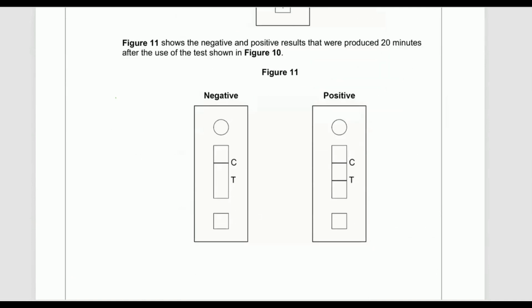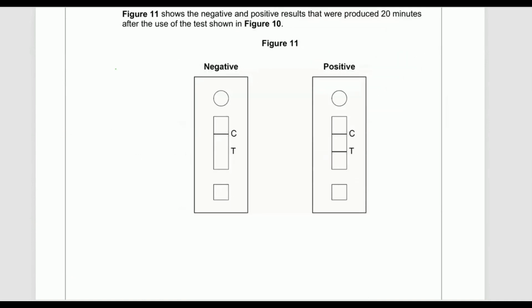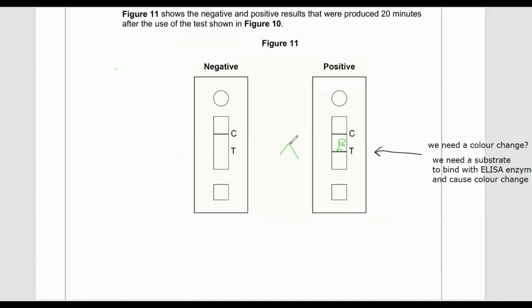Suggest what is on the test line T that creates the positive result. So what do we think is stuck on test line T? We're going to need a color change, right? And if you need a color change with an enzyme, what must be present? We know that the enzyme linked antibody is moving down from the circle at the top. So what must be present on the T when it gets there that it changes color? And it's going to have to be a substrate, because the enzyme is attached to this antibody.